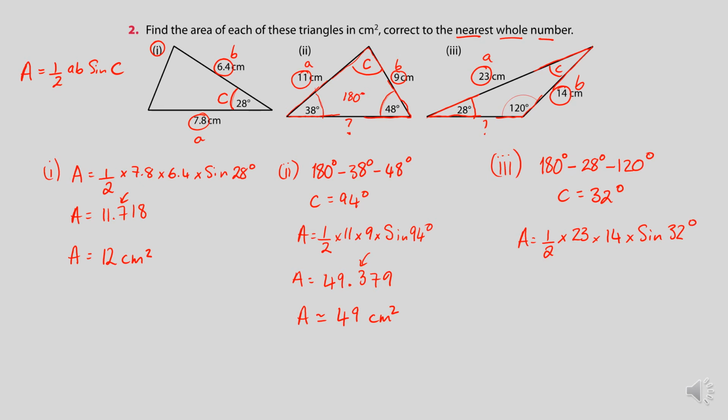Half times 23 times 14 times sine 32 equals, and I got area equals 85.317. Again, correct to the nearest whole number. We're less than halfway, so area is equal to 85 centimeters squared.